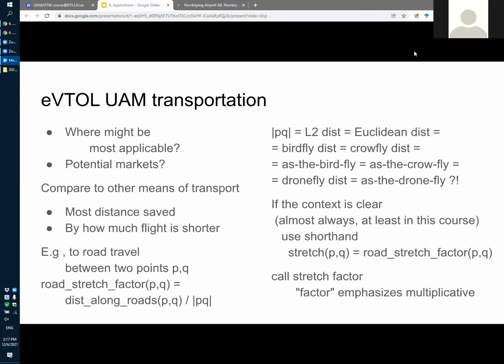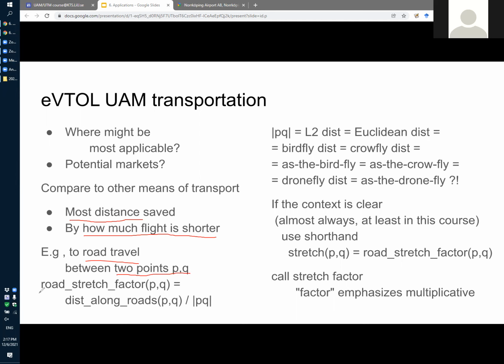and see where you could save the most distance or most time if you use UAM instead of, let's say, road travel. So you want to see by how much the UAM flight would be shorter than the road travel for the different origins and destinations.